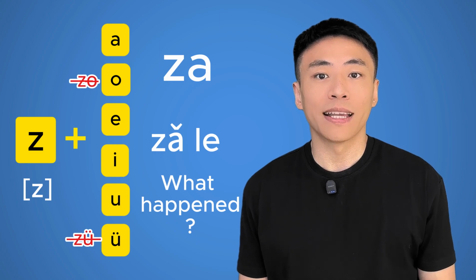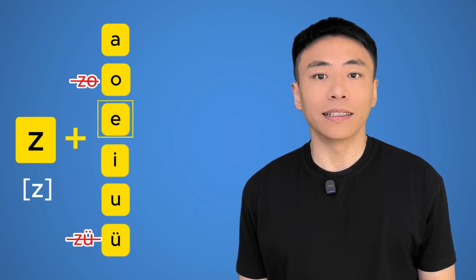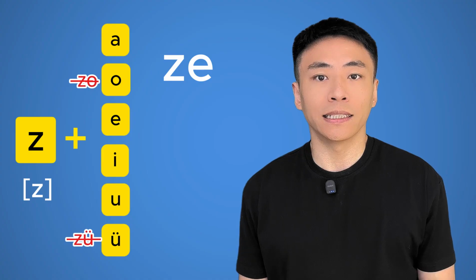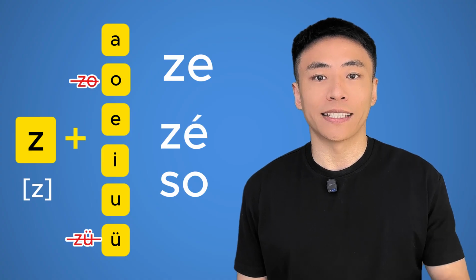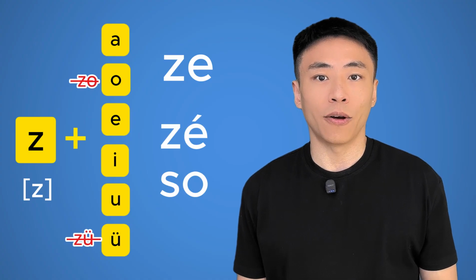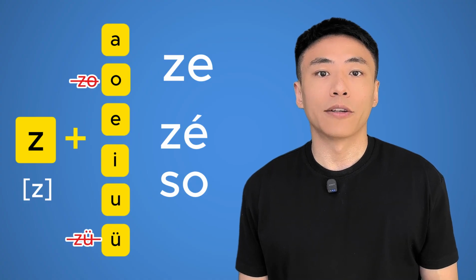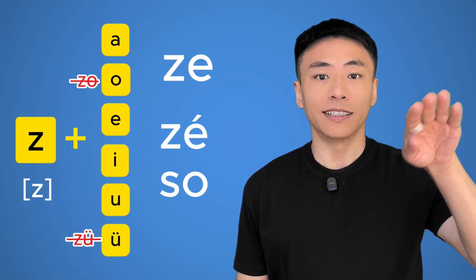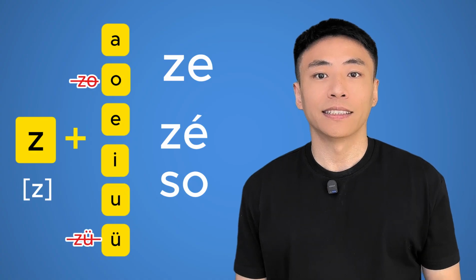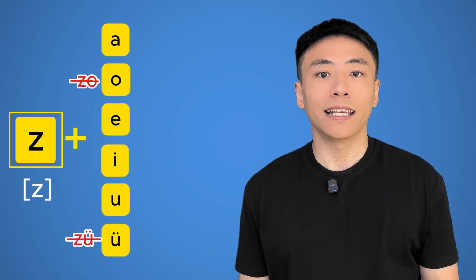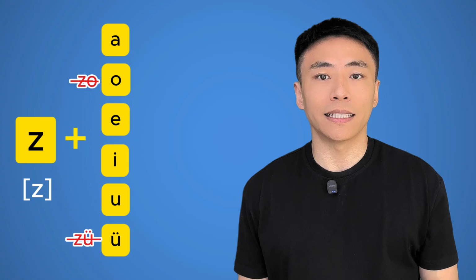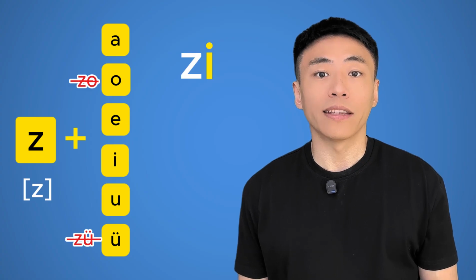咋了. Z, e, z. With the second tone, it's 则, meaning so or therefore. Use a rising tone. 则, 则. Z, i, z. This one is tricky.